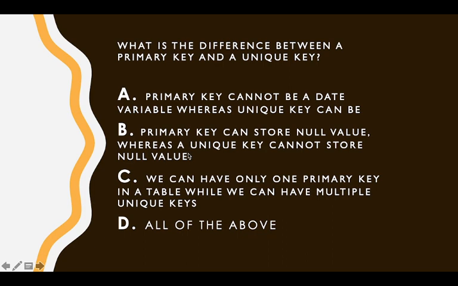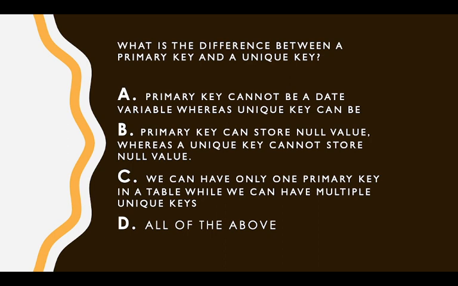Moving ahead to option number B, which says primary key can store null value, whereas a unique key cannot store null value. So the actual difference between primary key and unique key is the concept of which particular key can store the null value and which cannot.